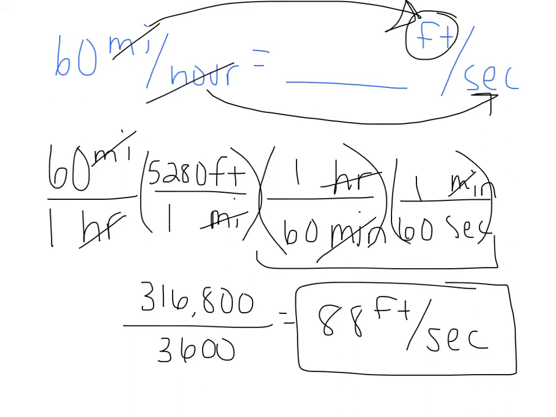So just think about that next time you're texting and driving going 60 miles an hour. You're actually going 88 feet per second. That's really fast, enough to cause some damage if you get in an accident.